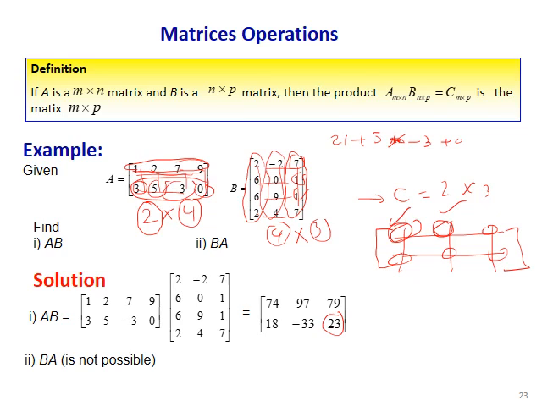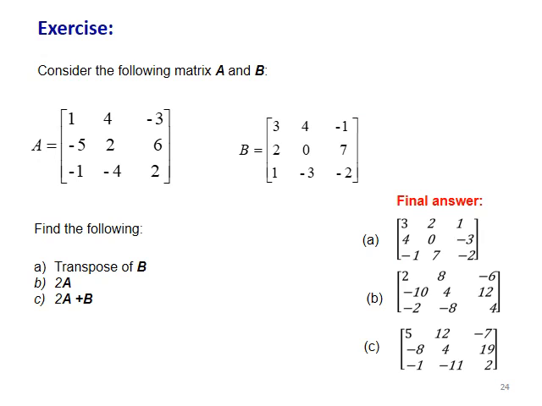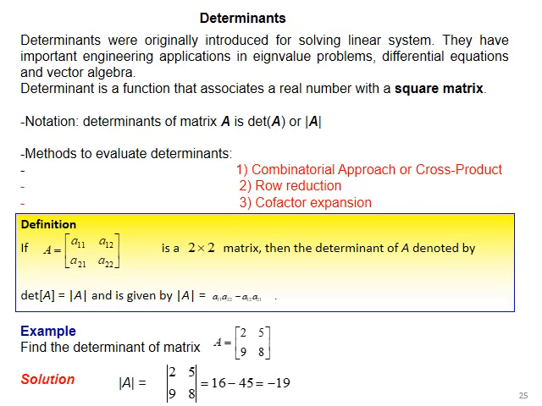You see, I can find AB because this condition here is satisfied. But I cannot find BA because it will be 4 times 3 times 2 times 4. And 2 and 3 are not equal, so I cannot do multiplication. This is an exercise for you to see how we do the operation.